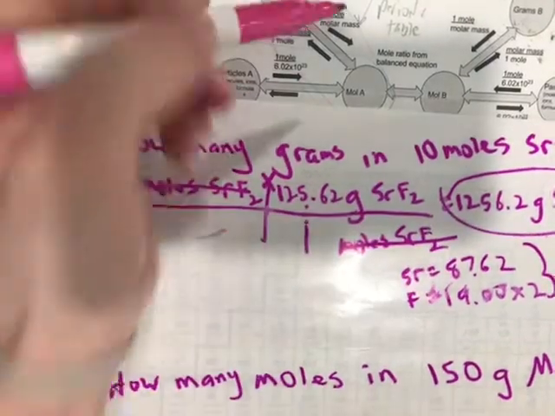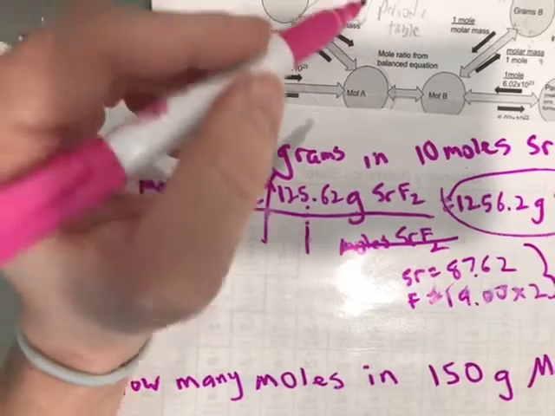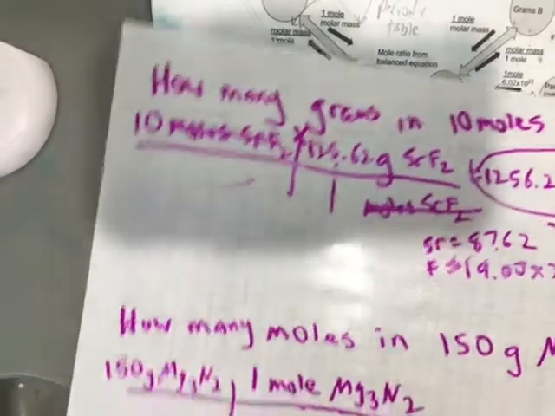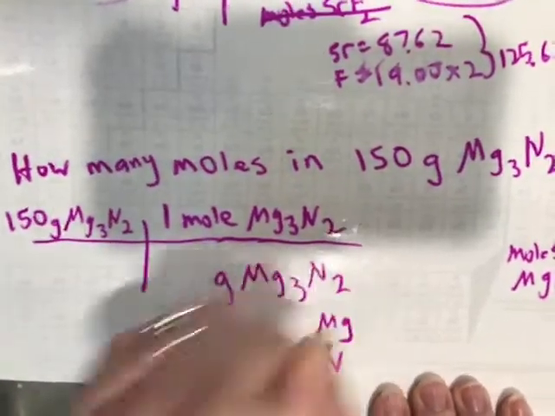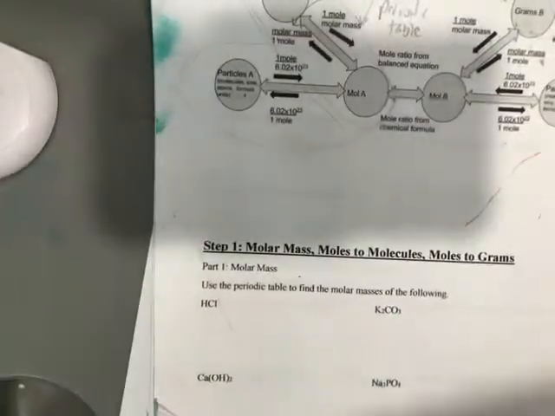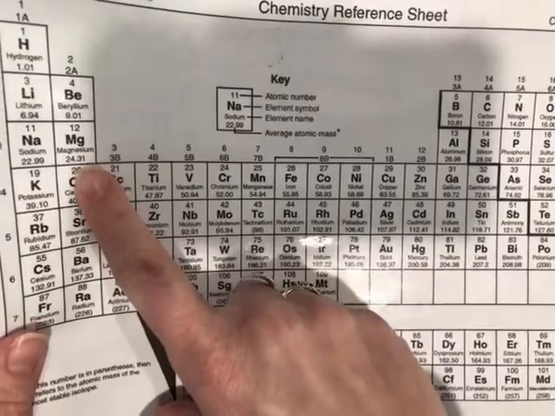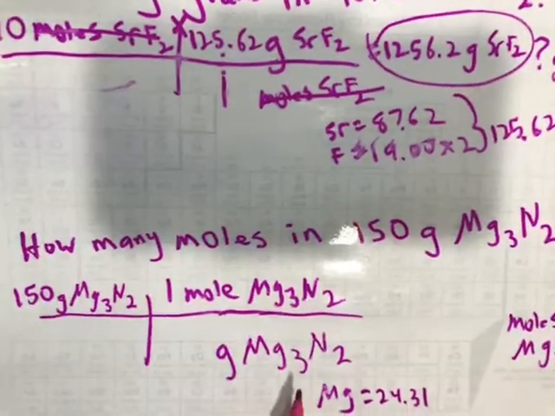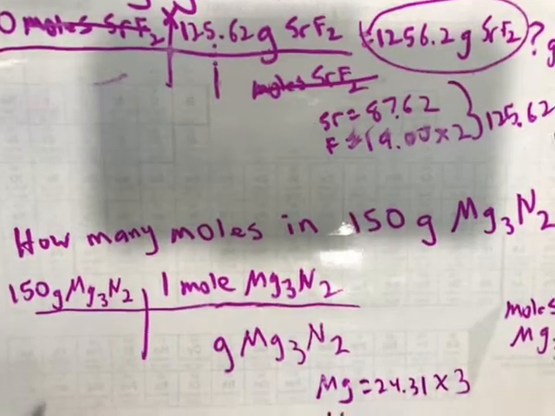Now remember, if I'm looking for molar mass, I've got to go to the periodic table. If you need to write that in, do it. No matter if molar mass is on top or bottom, I've got to go to the periodic table. I'm going to be looking at magnesium and nitrogen. Here's magnesium, 24.31. Notice that I have 3 of them, so don't forget about multiplying it by how many you have.